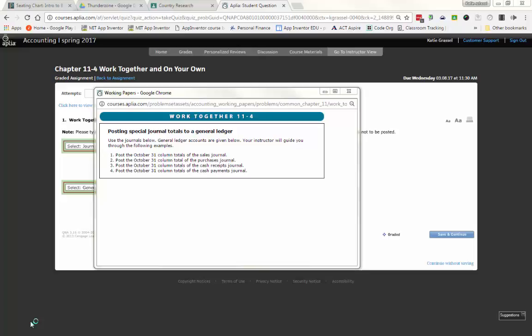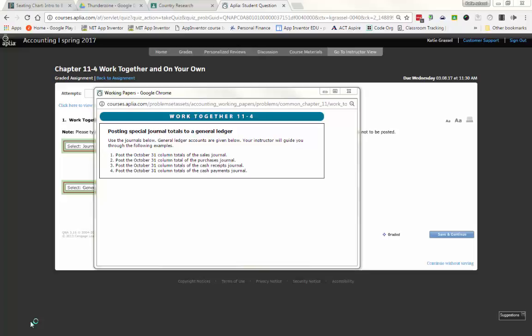All right, I like the directions for 11.4. Look at how nice and short. Post the October 31st column totals of sales journal, purchases journal, cash receipts journal, and cash payments journals. So basically what we're looking at in 11.4 is posting totals.